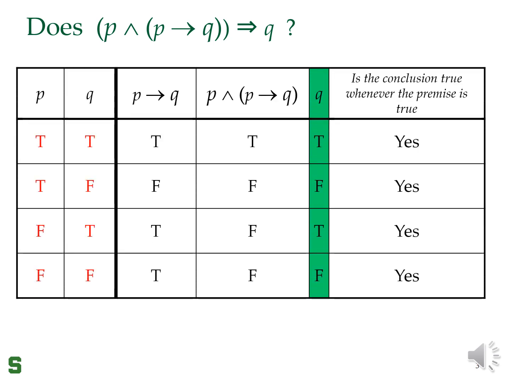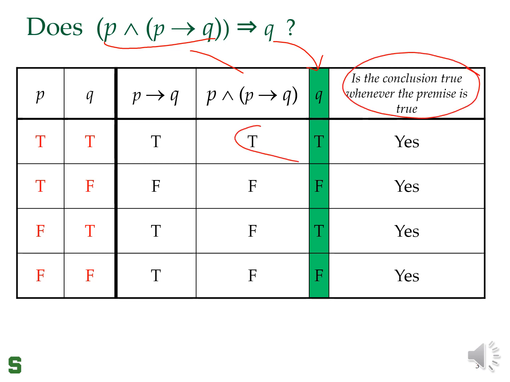Okay, let's look at the next example. Here I have P and P implies Q, logically implies Q. We can again do the same thing as before. We can create the truth table for premise. So this would be the truth table for the premise. This is the truth table for the conclusion. And the question is, is the conclusion true whenever the premise is true?